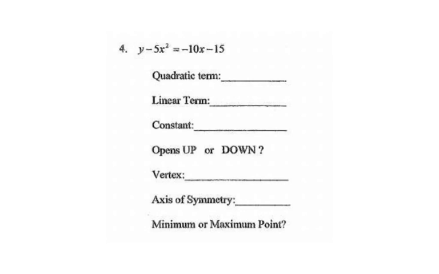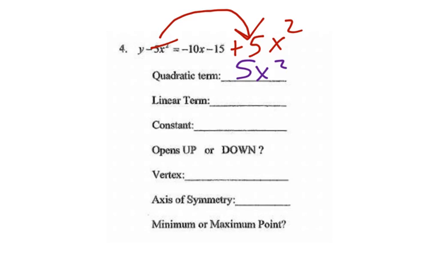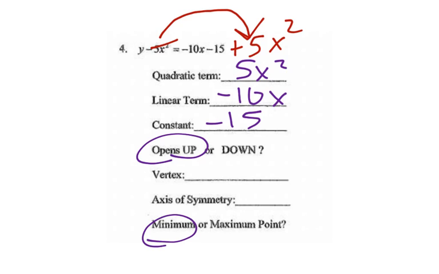Looking at number 4, you would need to move that 5x squared over here and add it before you start answering your questions. So now my quadratic is 5x squared. My linear is negative 10x, and my constant is negative 15. It's out of order, but that's okay. As long as you realize x squared is quadratic, the x is linear, the constant's a number by itself. Positive x squared, so it opens up and has a minimum.